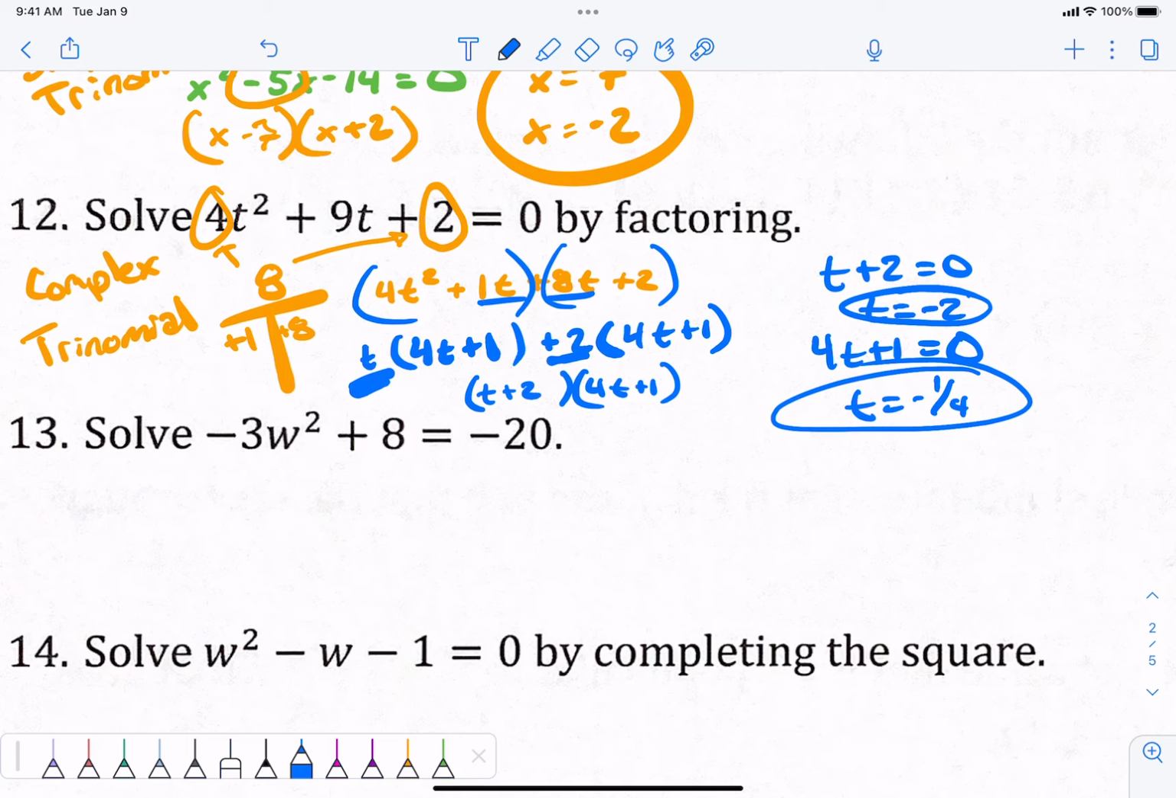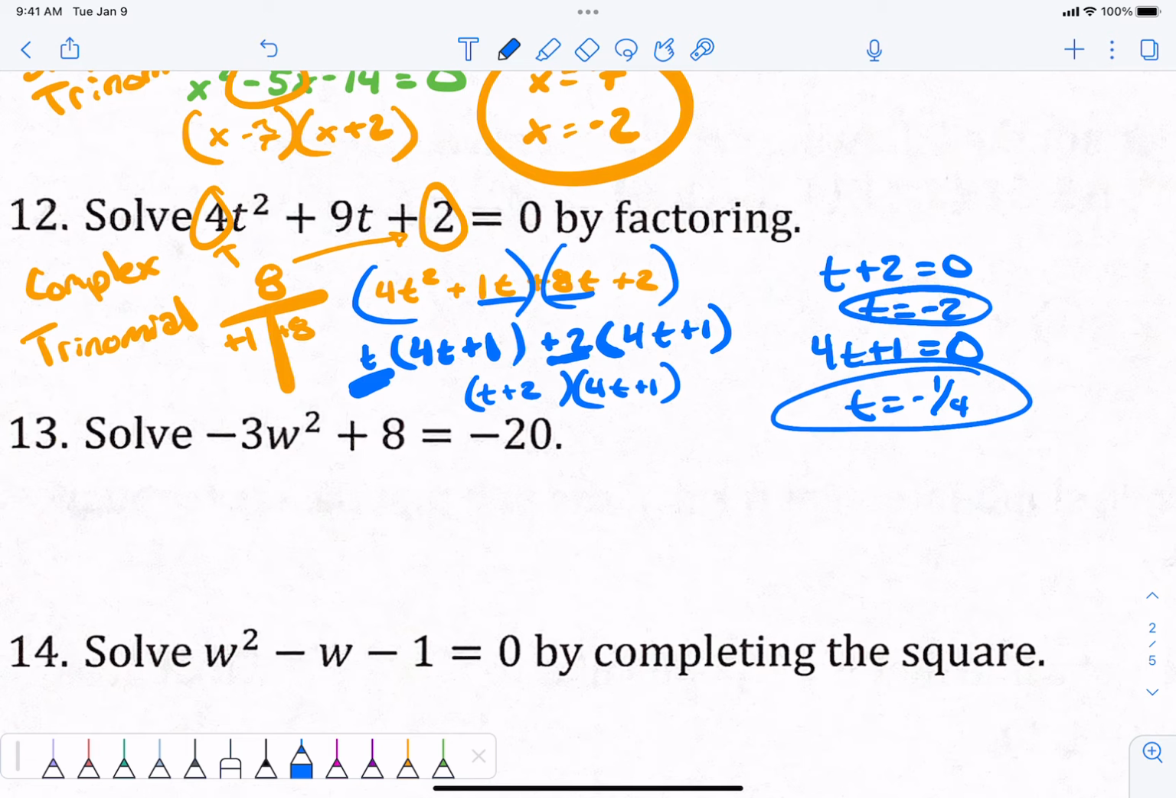Next, difference of squares. Nope. Just a minute. Quadratic formula. Nope. How many questions are we doing today? 11 or 12, whichever. We'll see.